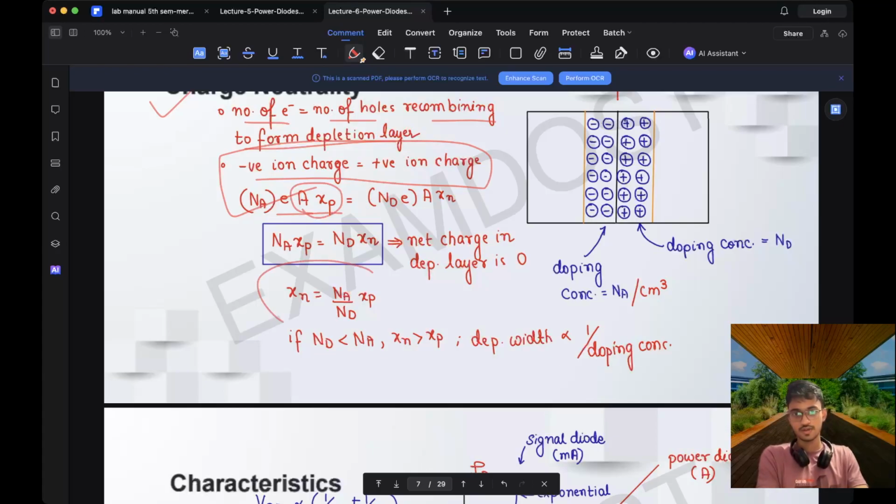This is the thing we have made. If the doping ND is less, where ND means donor, that means the n side has less concentration than the p side. Then what would happen? XN would be greater than XP, or less than? As ND is less, ND is less.